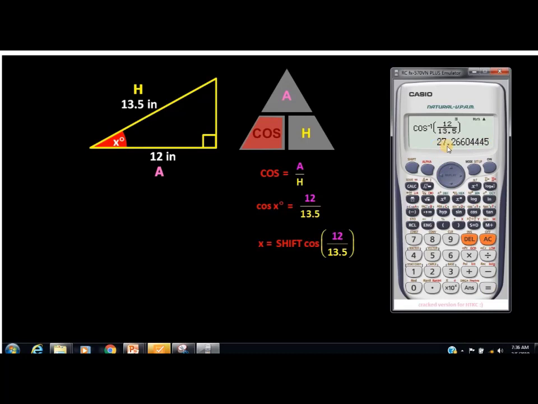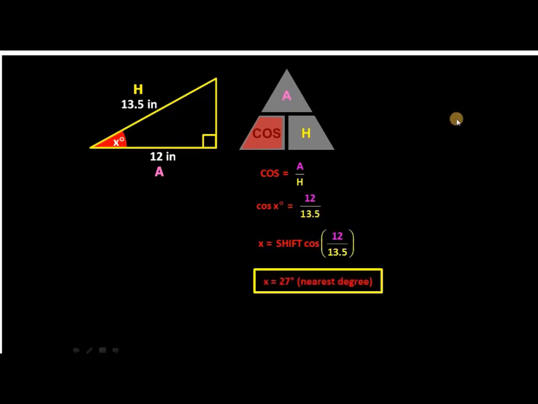This is the answer. We don't want all the decimals, we want 0 decimal places, so we go shift, set up, fix, and 0 for decimal places. The answer is 27. So the final answer, x equals 27 degrees, nearest degree.